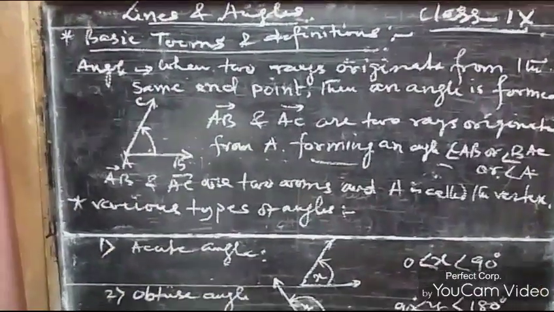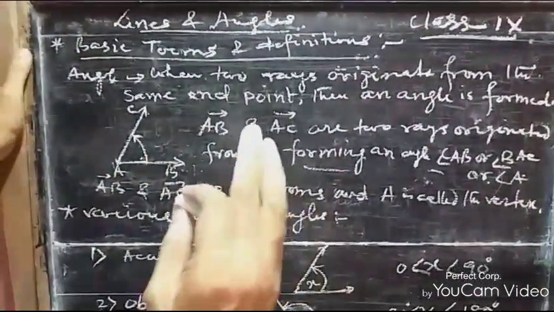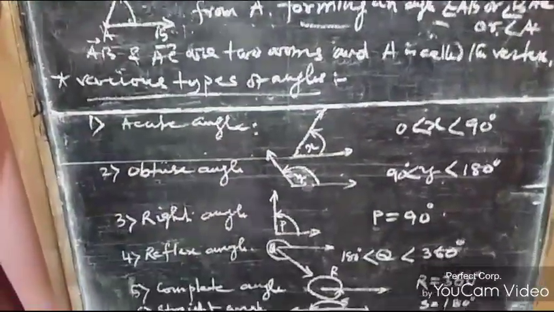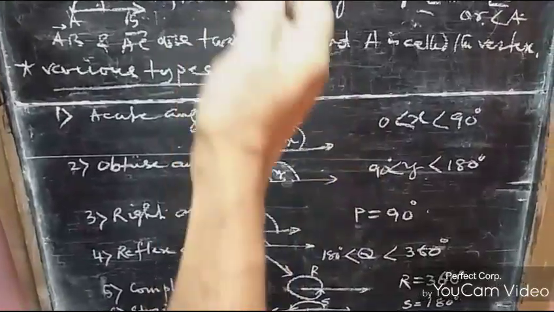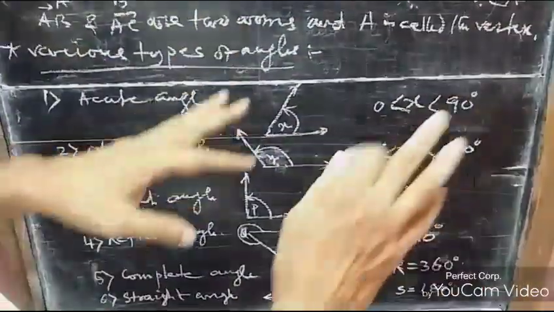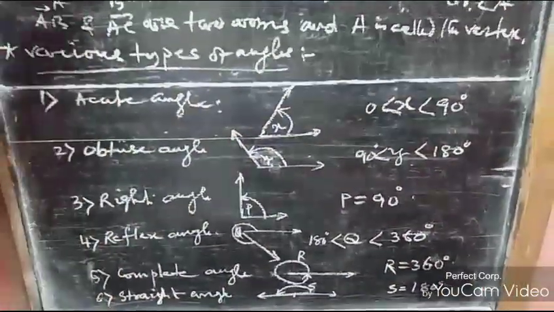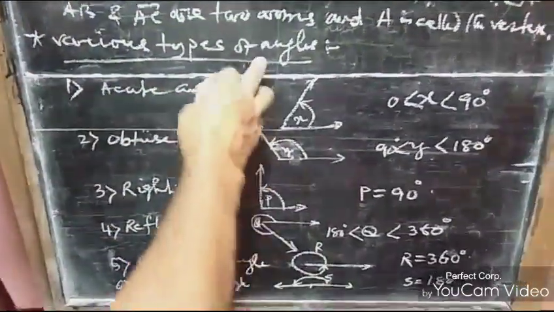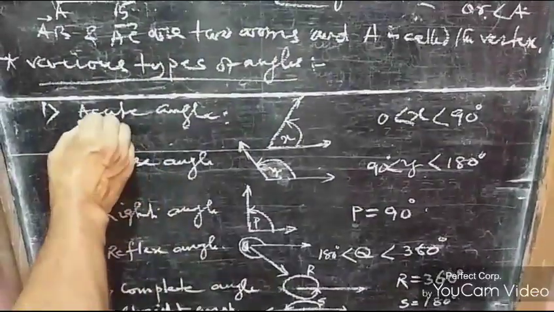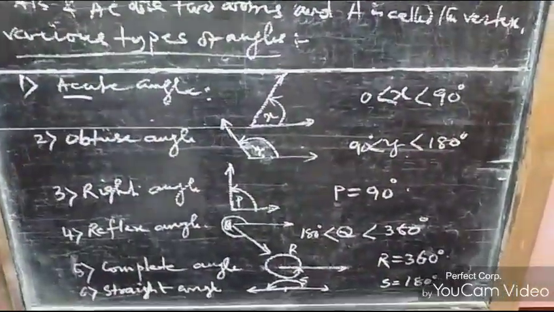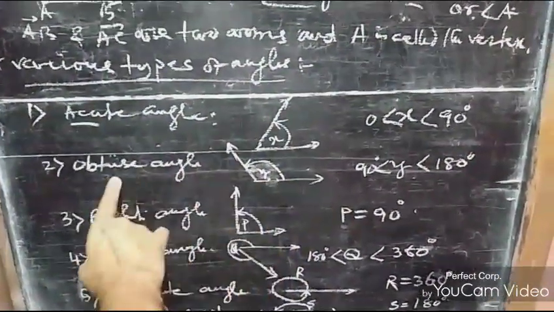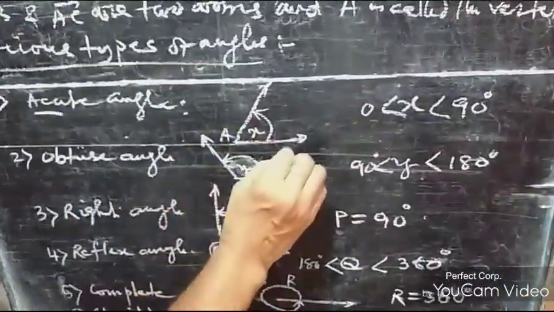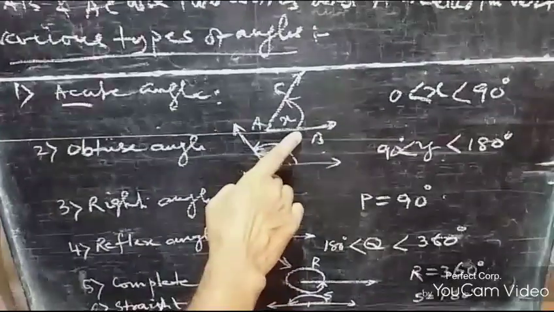Now the angle is formed. The various types of angles you have already learned in the lower classes also. Just keep all this in your mind, then the applications will come. Once again we are brushing up all the definitions of the various types of angles. Number one, an acute angle.